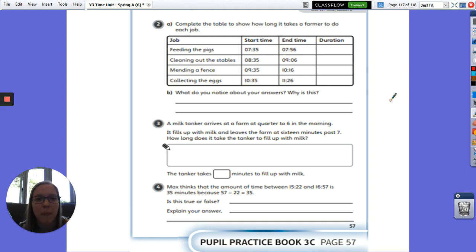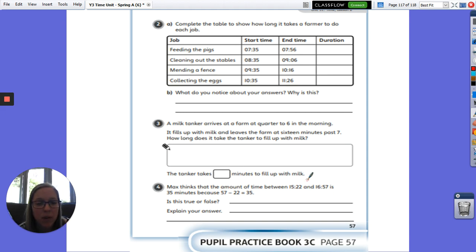So page 57. Here there's a table rather like what you did yesterday, so I don't think that needs an awful lot of explanation. It shouldn't be too tricky for you. Look at the start time, look at the end time. If it helps you, use an analog clock, or you could draw it out as a number line, okay?